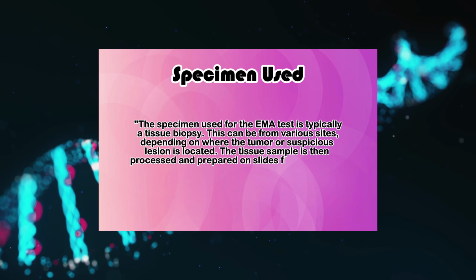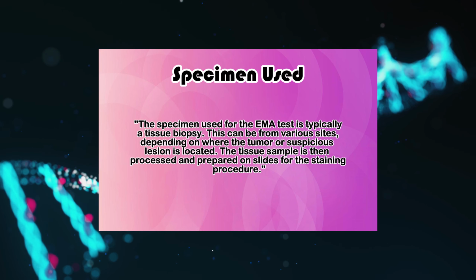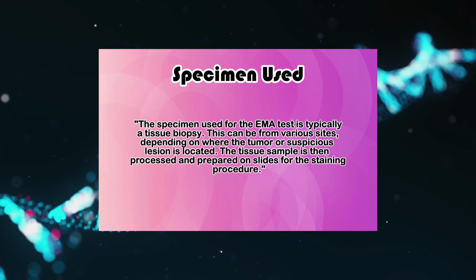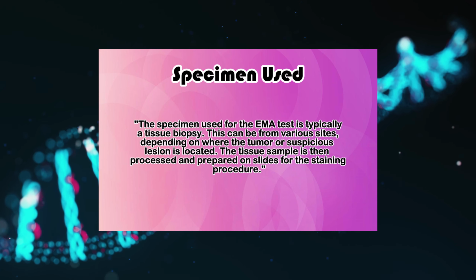Specimen used. The specimen used for the EMA test is typically a tissue biopsy. This can be from various sites, depending on where the tumor or suspicious lesion is located. The tissue sample is then processed and prepared on slides for the staining procedure.